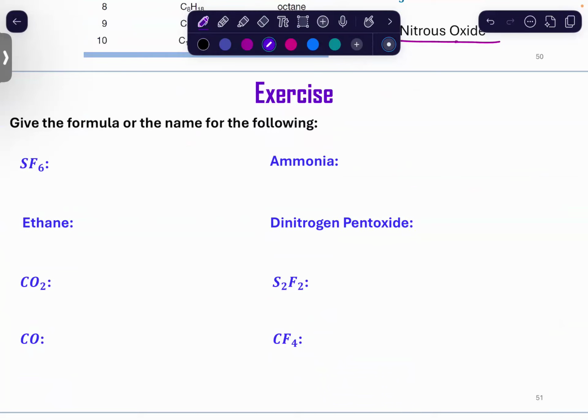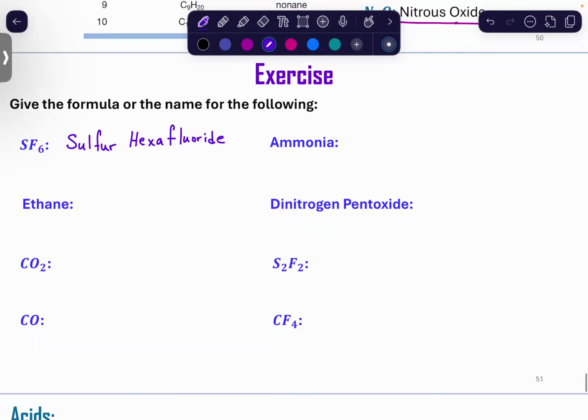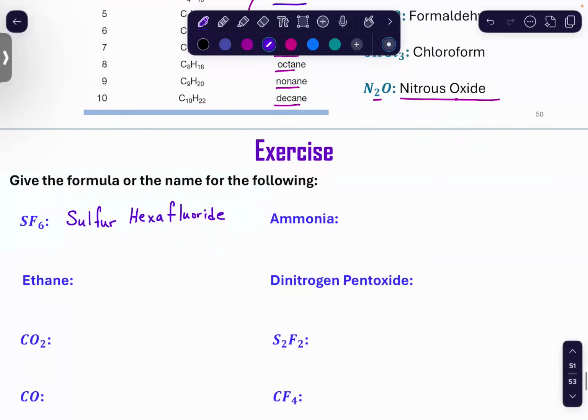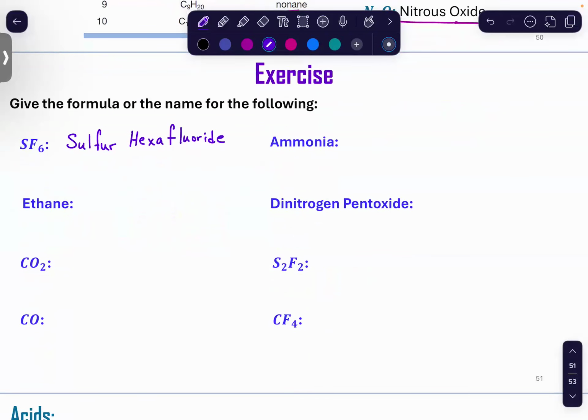So here, SF6, we have sulfur, and there's 6 fluorines. And so that's going to be hexa. This time I'm leaving the hexa on because my atom starts with a consonant. Sulfur hexafluoride. The next one, ethane. That's a common name. That's one of my alkanes. So you're going to want to make sure you can identify these based off common names. So that's C2H6. You will see those on exams.